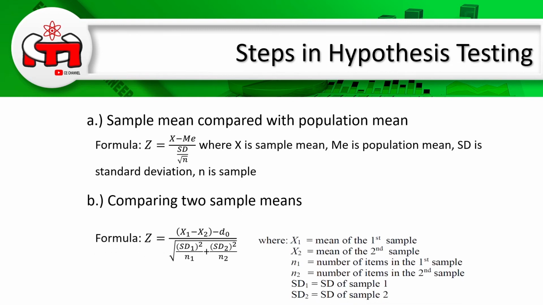The formula for comparing two sample means is shown. x sub 1 is the mean of the first sample, x sub 2 is the mean of the second sample, n sub 1 is the number of items in the first sample, and n sub 2 is the number of items in the second sample. SD sub 1 and SD sub 2 are the standard deviations of samples 1 and 2 respectively.